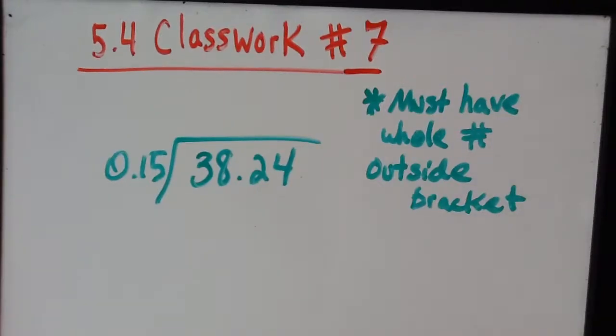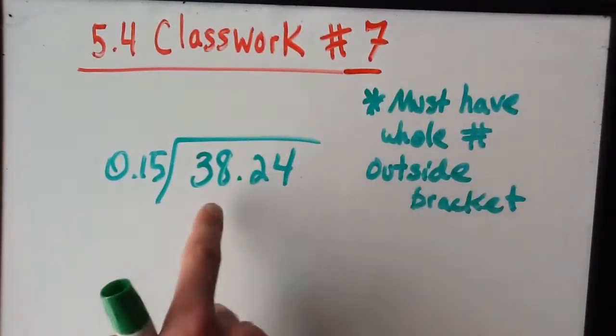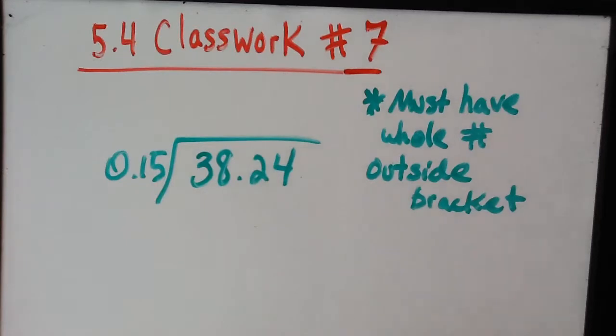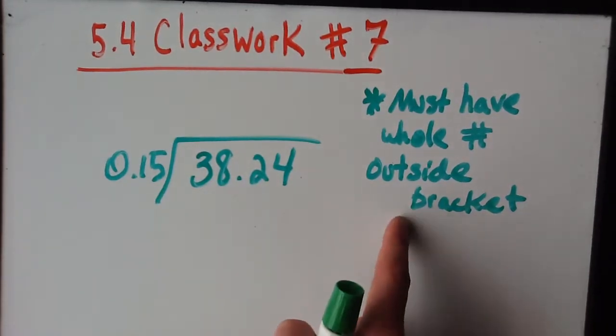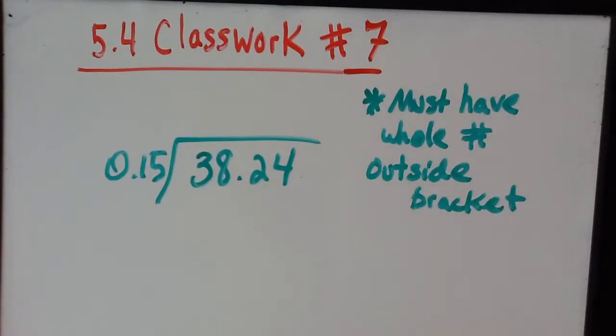Sixth grade, this is 5.4 classwork number 7. You have 38.24 divided by 0.15. Now remember, when dividing decimals, you must have a whole number outside the division bracket. You cannot have a decimal outside the division bracket. And so if you do, you have to move the decimal to get it to be a whole number.